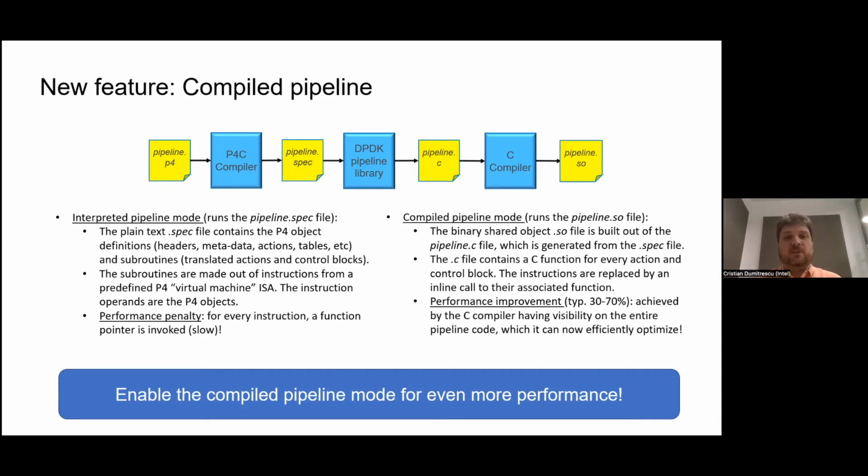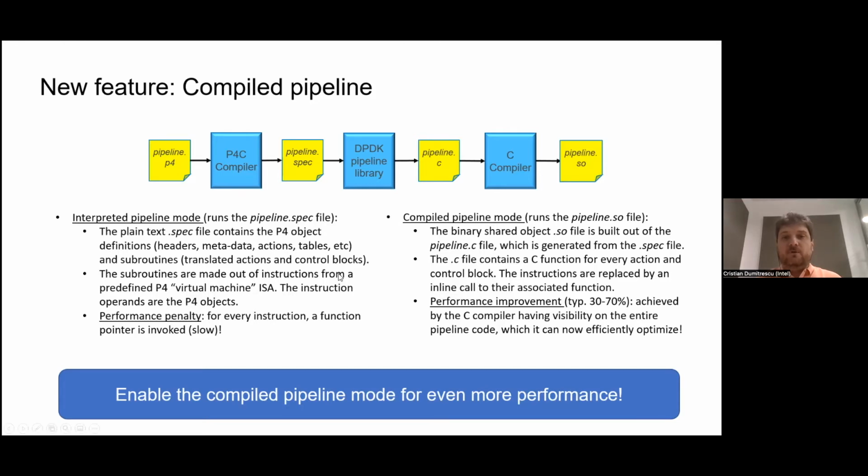Now, there is a problem with this interpreted mode in terms of performance, which is that it is kind of slow, because as I was saying, for every instruction that we have in the program, we have to call a function pointer. And then GCC or Clang or any other C compiler is only actually seeing those small functions, which are the predefined instructions themselves, and it's not able to go across the pipeline and optimize everything together.